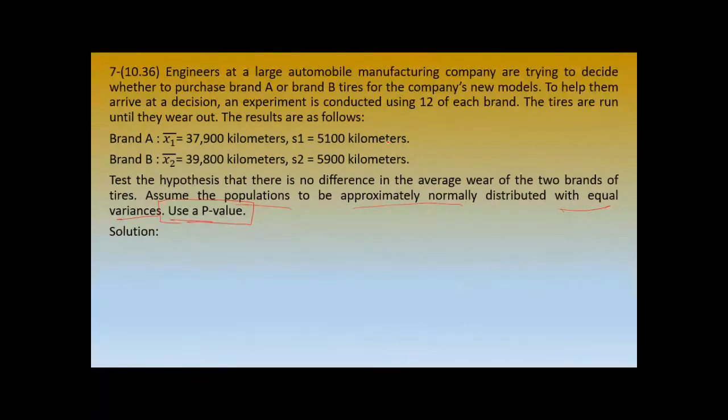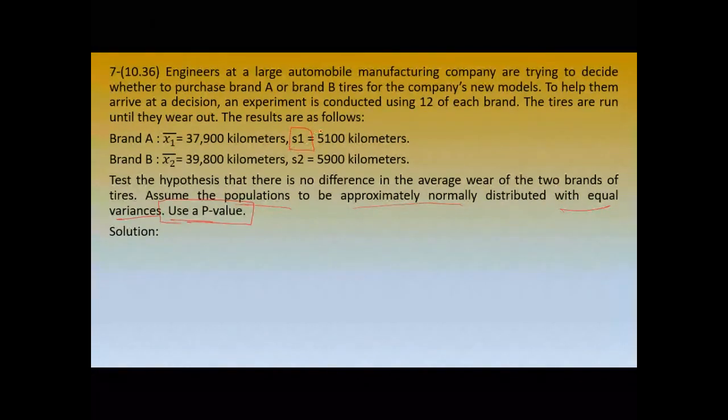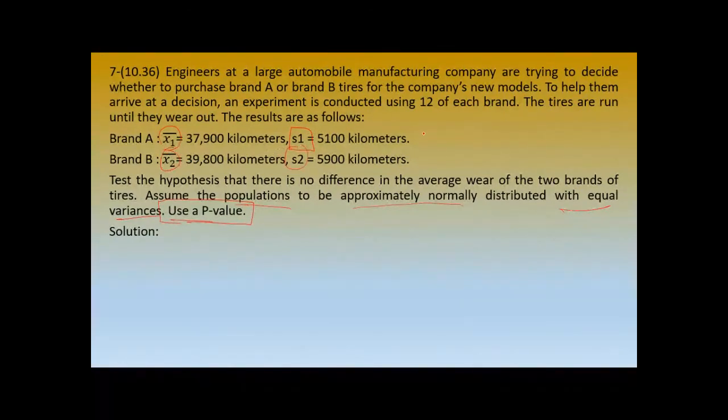The information should be collected. X1 bar and S1 you have, isn't it? N1, what is N1 here? We can collect them. An experiment is conducted using 12 of each brand. N1 is 12, N2 is also 12. So what are the degrees of freedom? 12 plus 12 minus 2, which is 22. And this is the same formula as the previous problem. So Sp should be calculated.